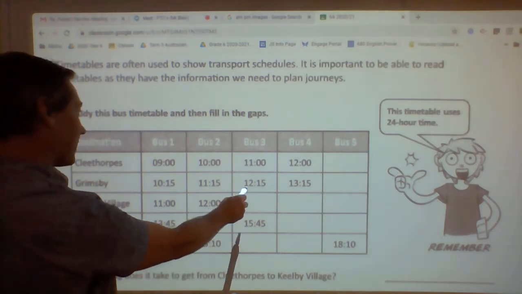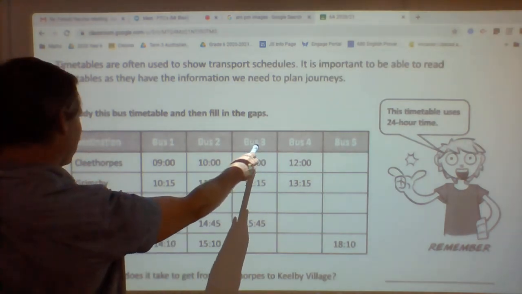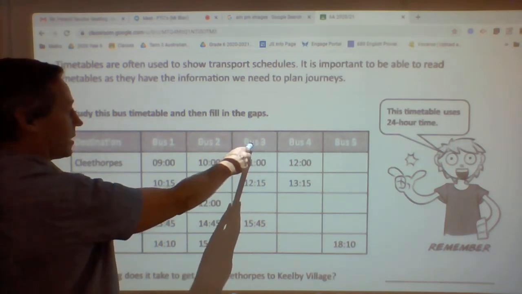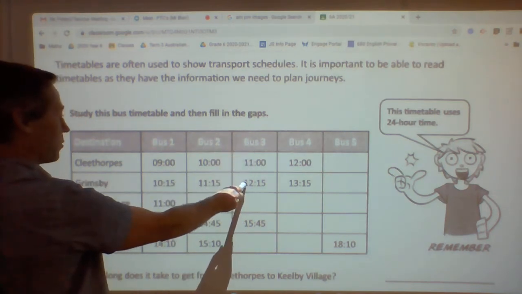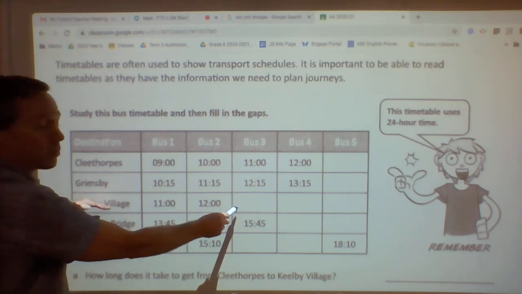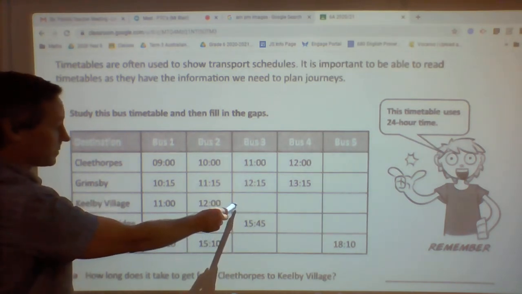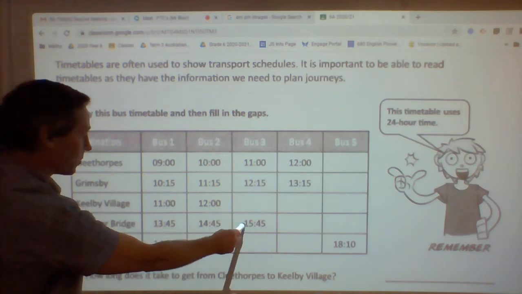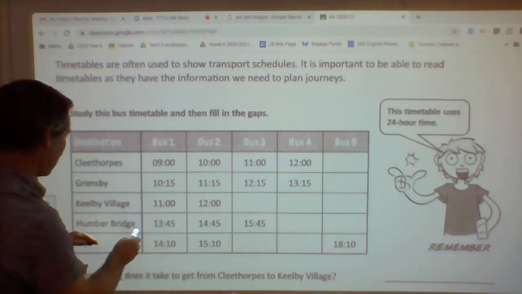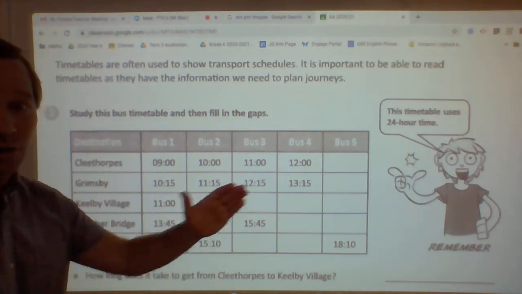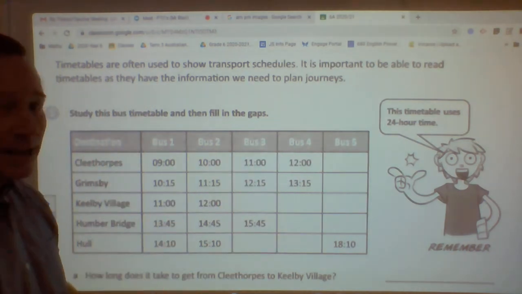So in this particular case, the bus 3 for Cleethorpes, it would stop at Grimsby. It would drive straight past Kilby. It would not stop. You would not catch the bus. So the next stop would be at Humber Bridge. So wherever there's a gap, the bus does not stop there, just drives straight past. So bear that in mind.